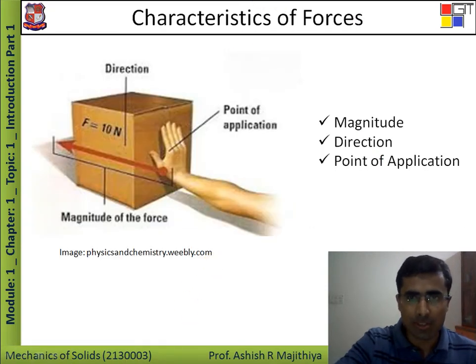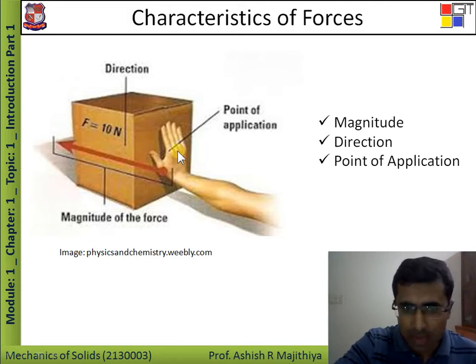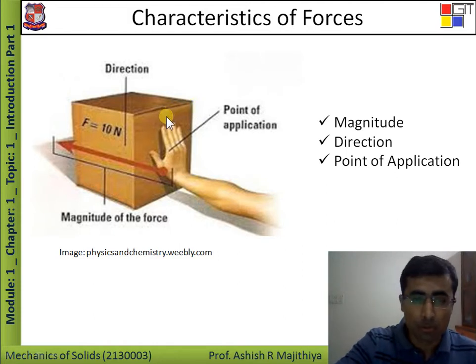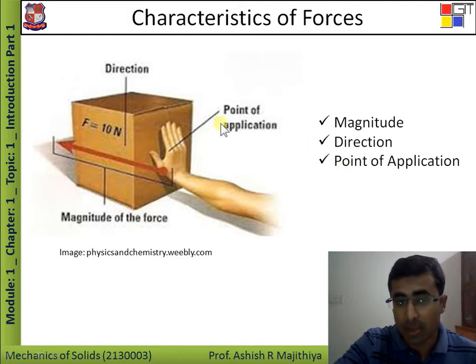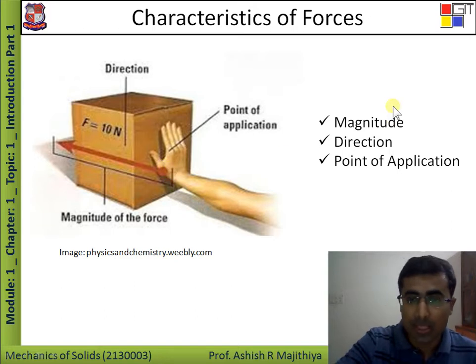First topic is characteristics of force. As we know, force is a vector quantity. So what does it require? It requires magnitude and direction to fully describe it. But consider this block, the force of 10 Newton is being applied in this direction. That force can be applied at this corner or that corner or at any other point on this surface. So to make it more specific, we require the point of application, that is, at which point the force is acting. So basically force has three characteristics: magnitude, direction and point of application.